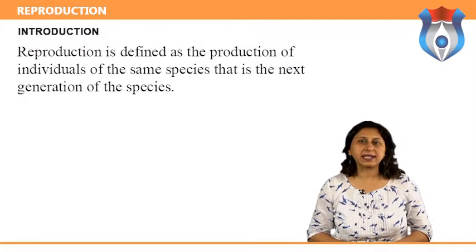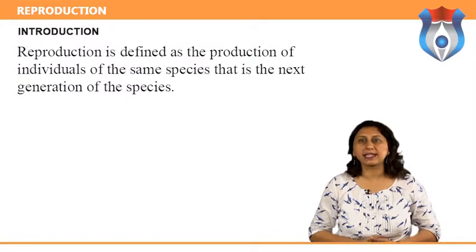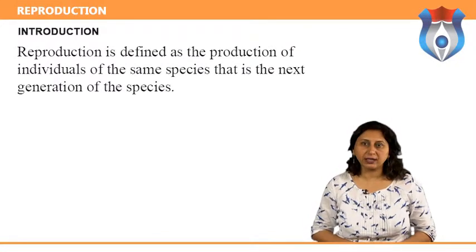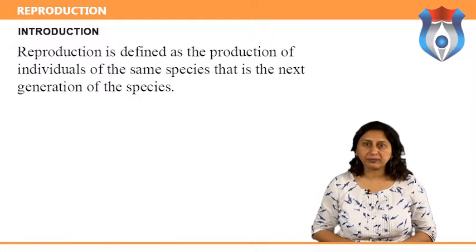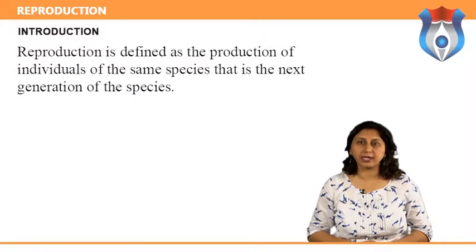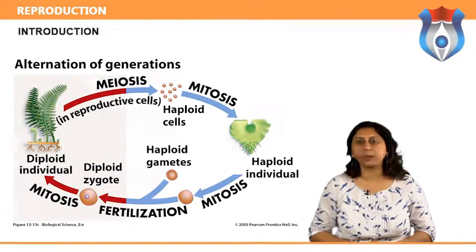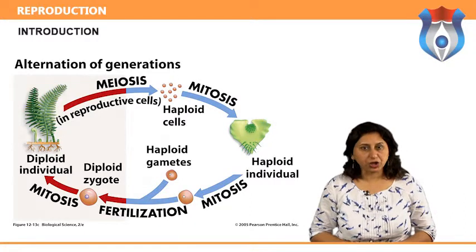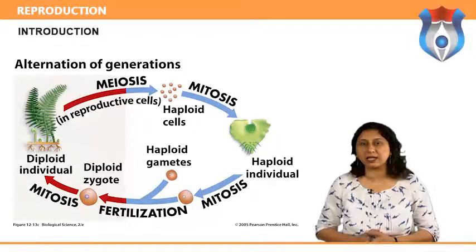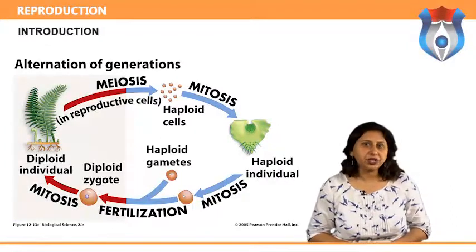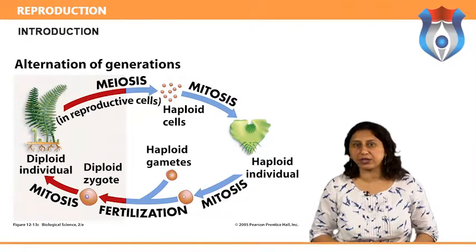Reproduction is defined as the production of individuals of the same species, that is the next generation of the species. While it is one of the fundamental characteristics of living things, it is not an essential life process. Reproduction is thus essential for continuation of the species. It ensures that the genetic material of one generation is transmitted to the next. Each generation also produces more offspring for the next generation.